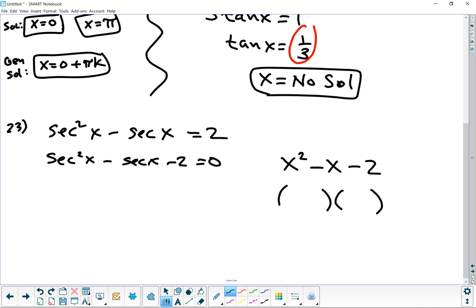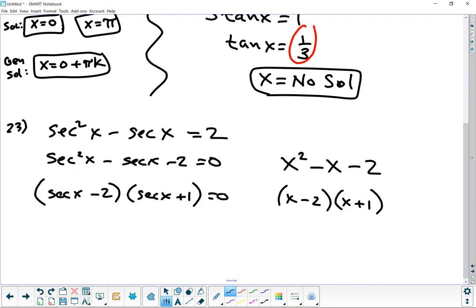Okay, so if we work this out, we will get x and x. To get -2, you need a -2 and a +1, or a +2 and a -1. But seeing that we need a -1, we will need -2 and +1, like how I have it. So my factors are secant x minus 2 and secant x plus 1 equals 0. So the two equations are secant x minus 2 equals 0, and secant x plus 1 equals 0.